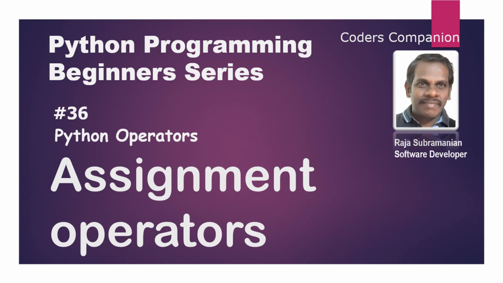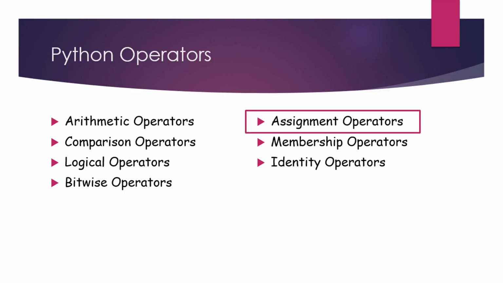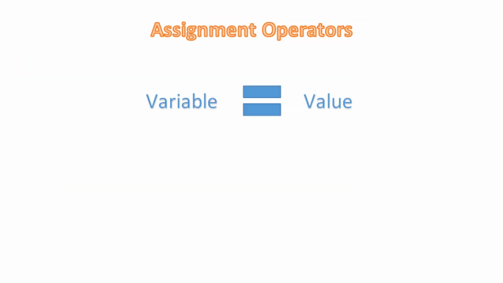Let's get started. This is the fifth topic in Python operators. Assignment operators are used to assign values to variables. Here equal to symbol is the assignment operator. For example, x is equal to 10. This command will assign a value 10 to the variable x at the left hand side.